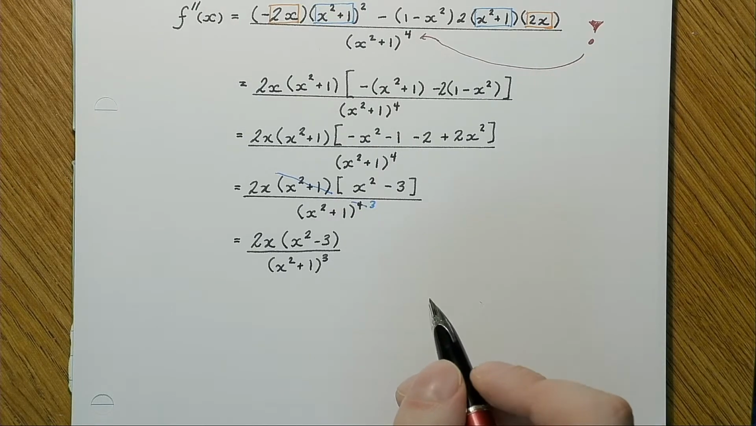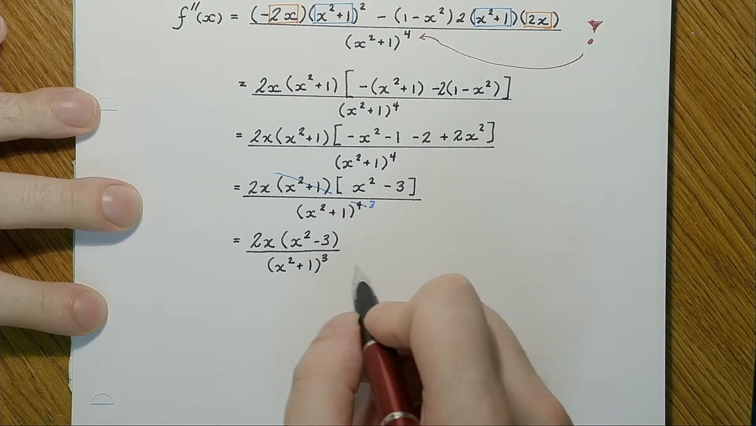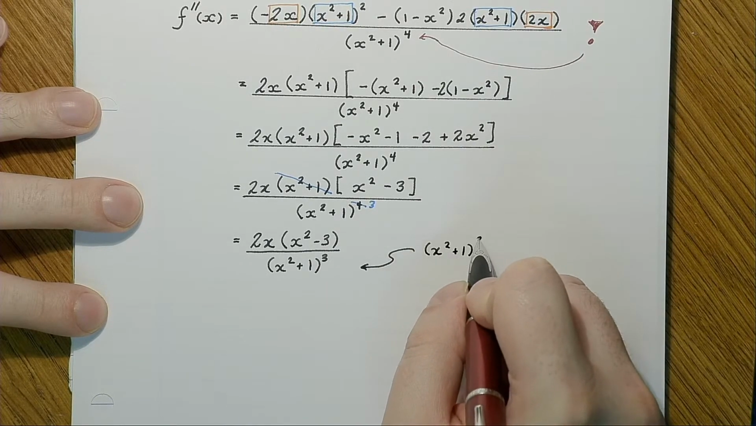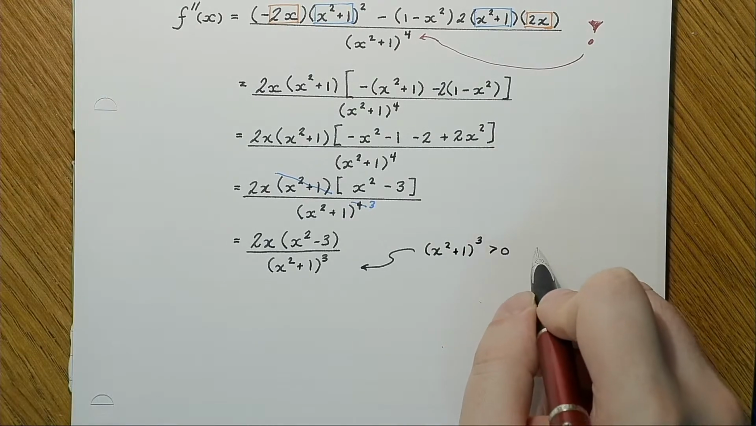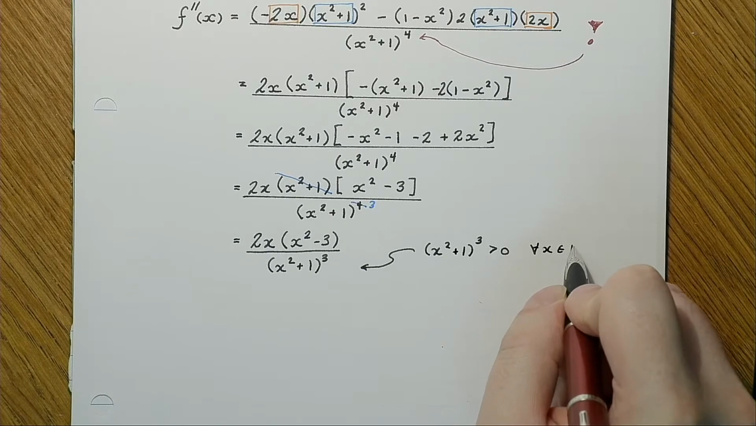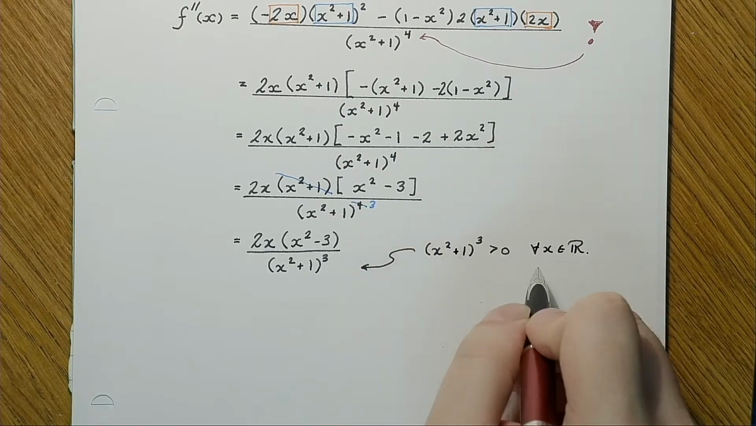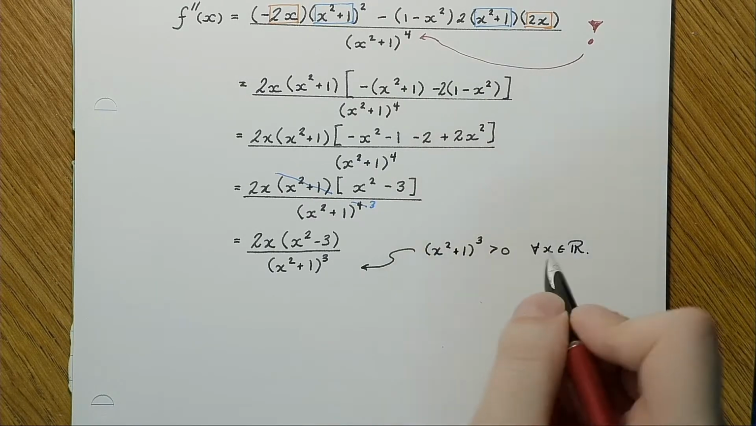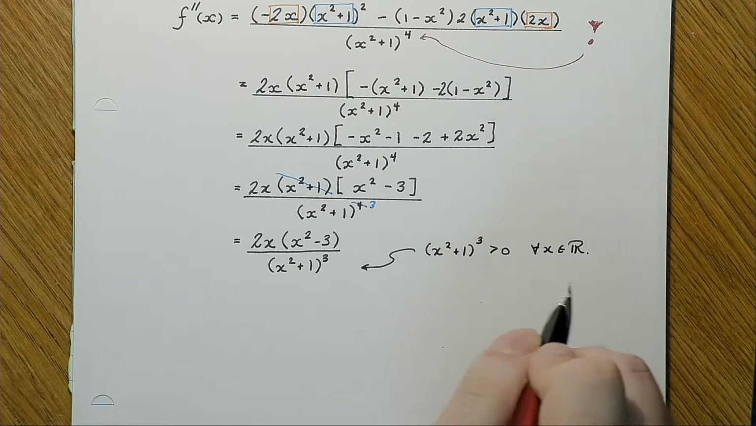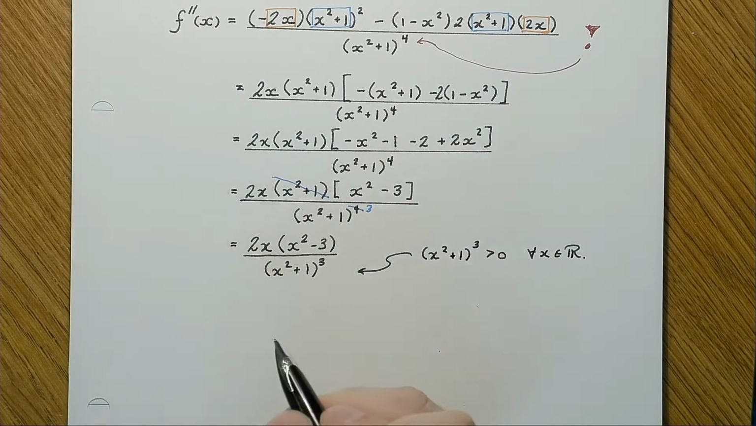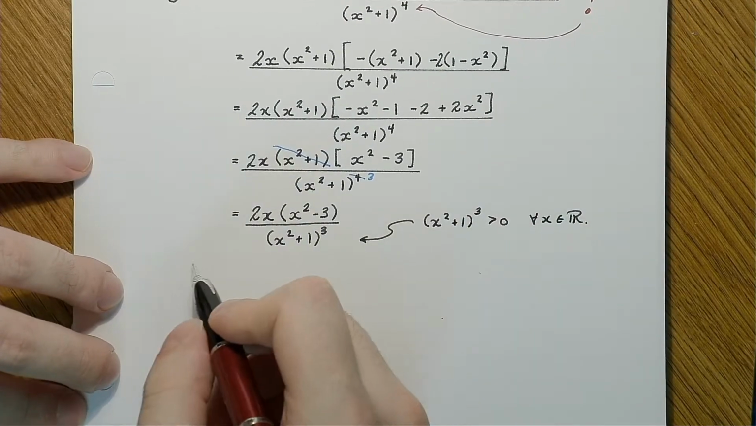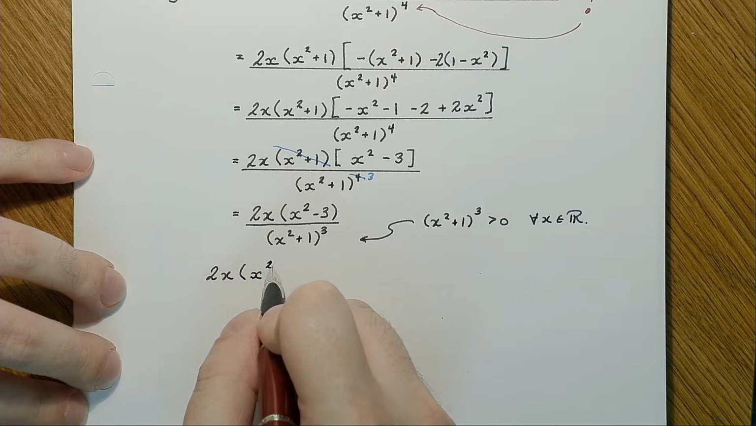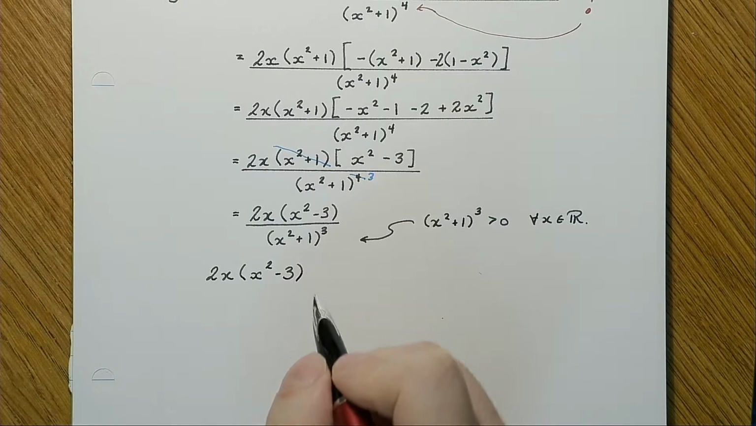Oh yes, we're going to solve this for 0. Now, the nice thing about this one is that x squared plus 3 is always positive for all x in the reals. Because we have the x squared, when I have a negative number in there, the squared makes it positive. I add 1, cube it, it's definitely going to be greater than 0. So I don't have to really worry about that, which means I just need to know where 2x times (x squared minus 3) is equal to 0.